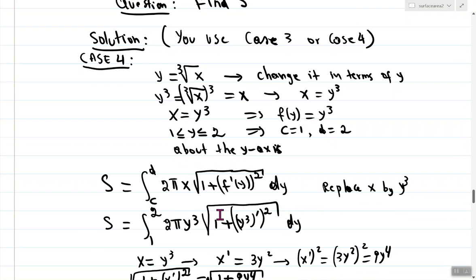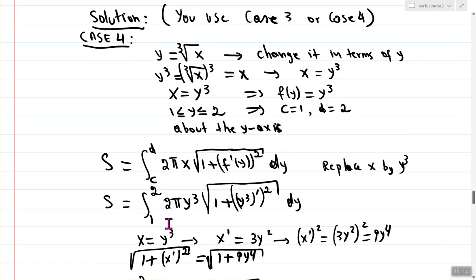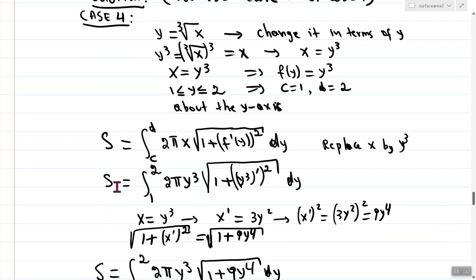So f of y is y cubed. We differentiate it here, and then square. We're integrating with respect to y, so we cannot have x. x must be replaced by y cubed, because x equals y cubed. So here, x is going to be replaced by y cubed. We're going to integrate from 1 to 2. So then everything here is in terms of y.